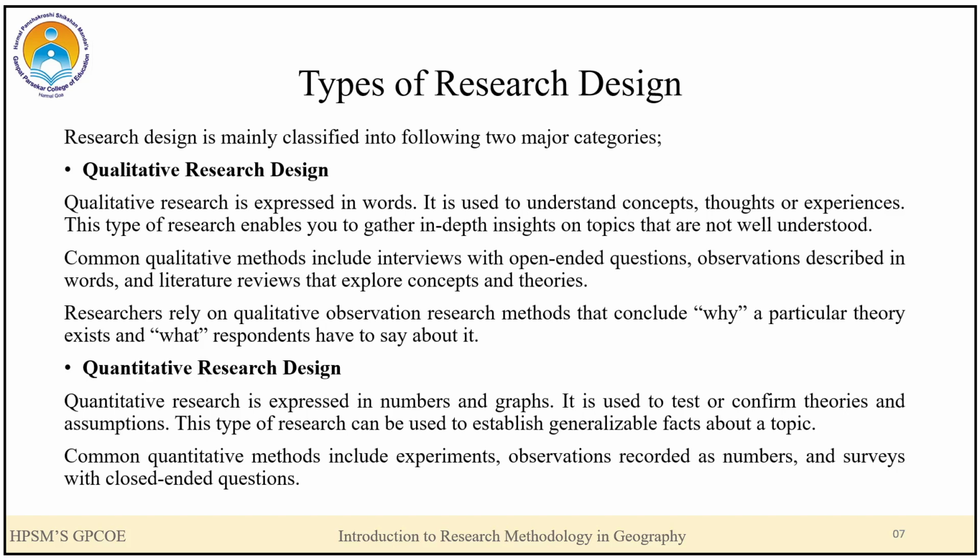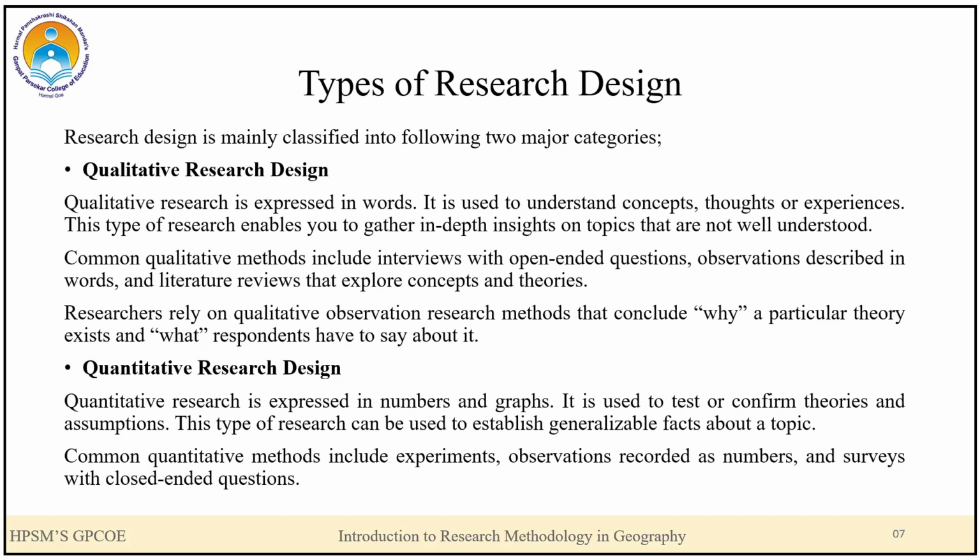So this type of research enables you to gather in-depth insights on topics that are not well understood. The common qualitative methods include interviews with open-ended questions, observations which describe in words, and literature reviews that explore concepts and theories. So researchers rely on qualitative observation research methods that conclude why a particular theory exists and what respondents have to say about it.